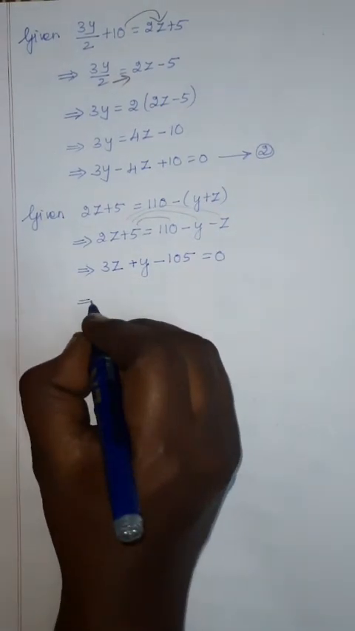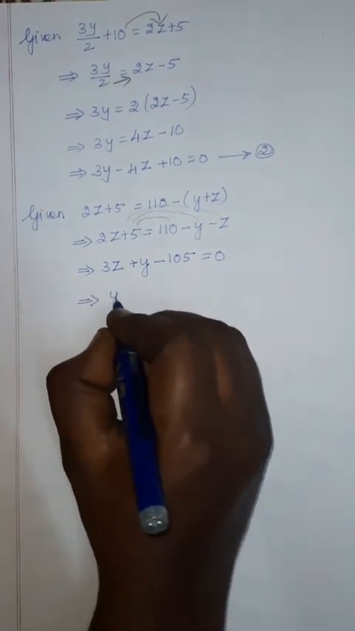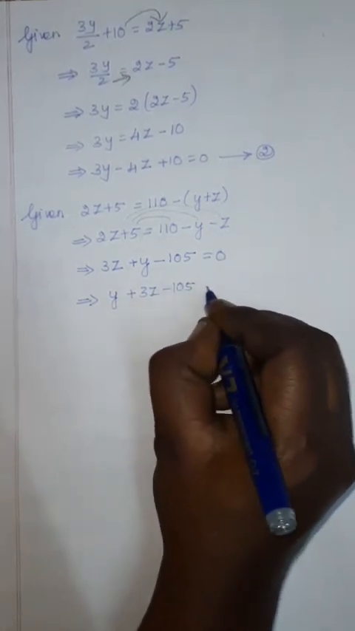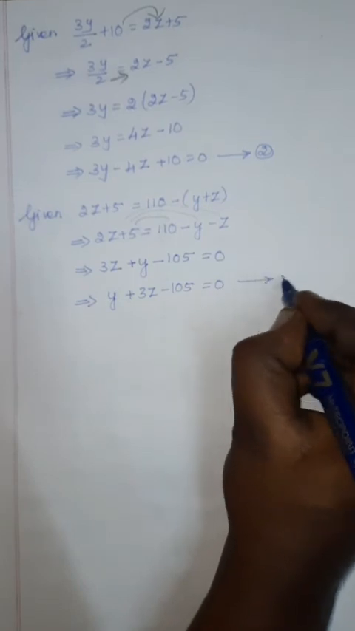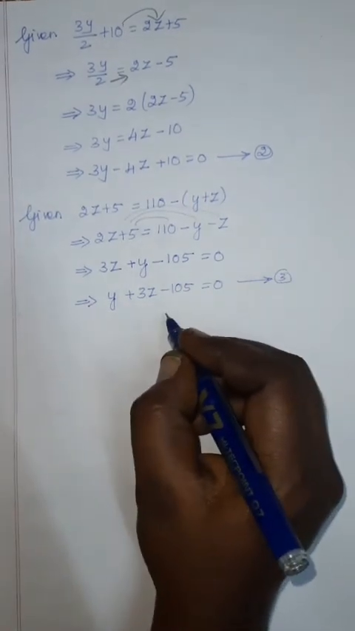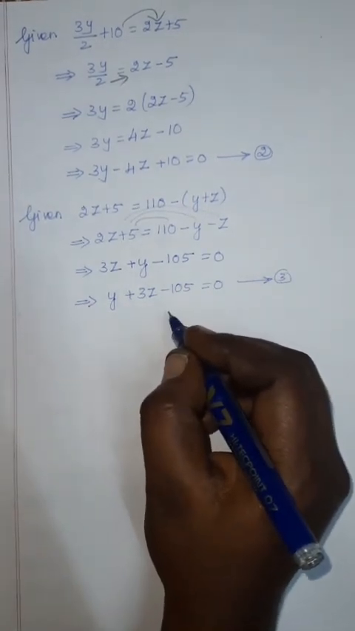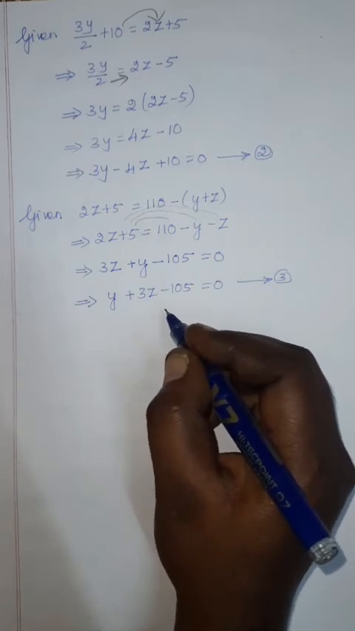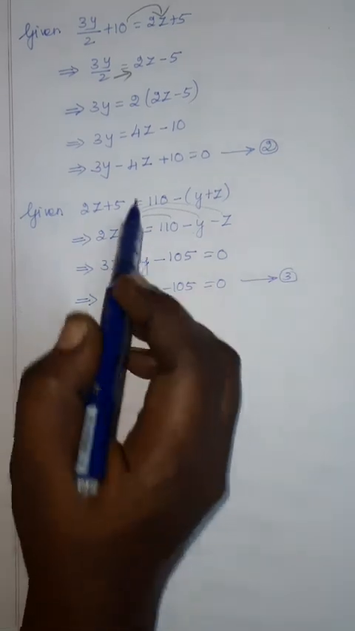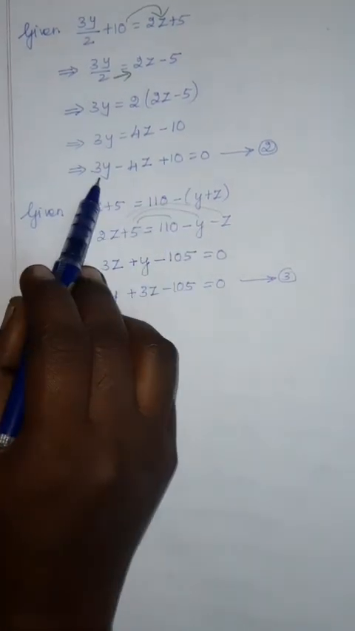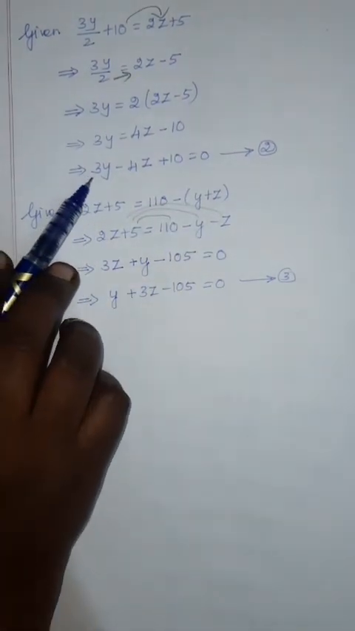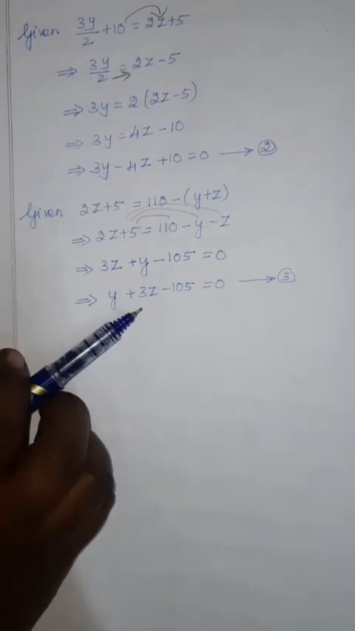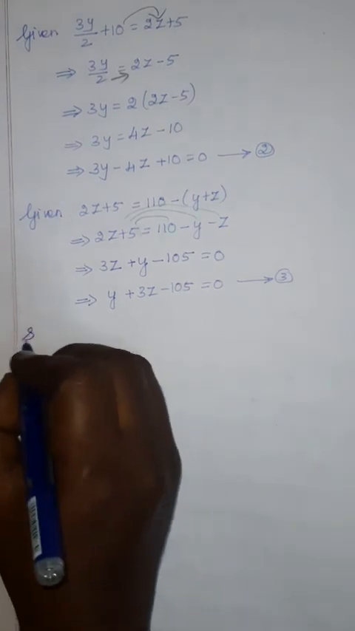Okay, we can write this in the correct order. y plus 3z minus 105 equal to 0. This is equation number 3. Whenever you write an equation, you have to write it in alphabetical order, this correct order. Okay. Here, the second equation and third equation are in two variables. Both are the same, y and z.